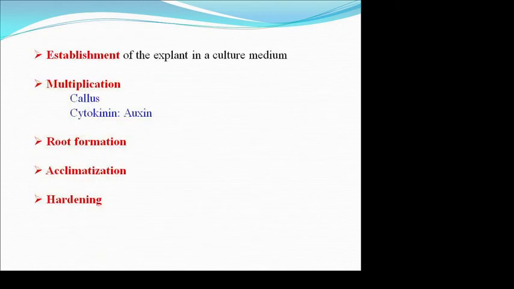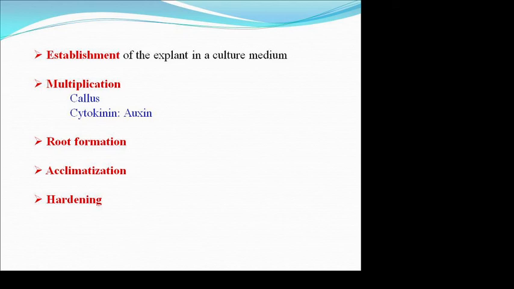Now coming to establishment of the explant in a culture medium. For multiplication, there are different stages where we use different types of medium. Basically cytokinin and auxin are used. Cytokinin is for shooting, that is, formation of shoots, whereas auxin is for rooting. Once you do the multiplication, callus is basically a mass of undifferentiated cells, which I will also show you in the subsequent slides. Then root formation happens.